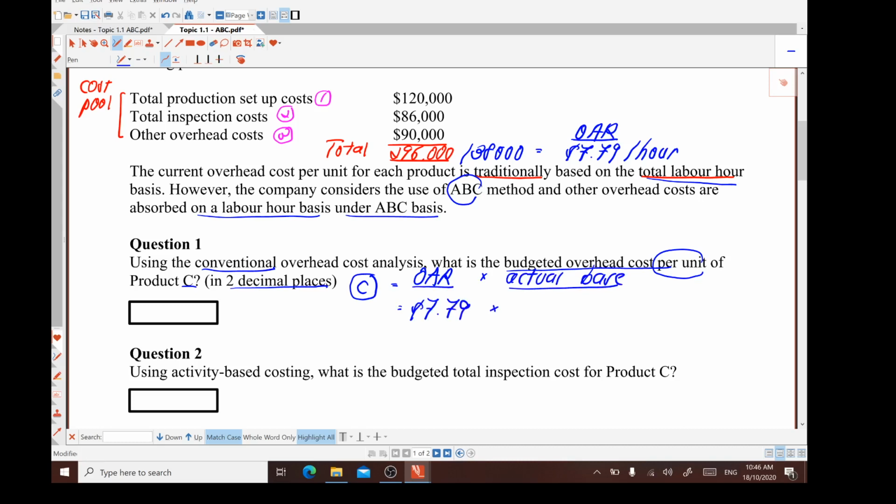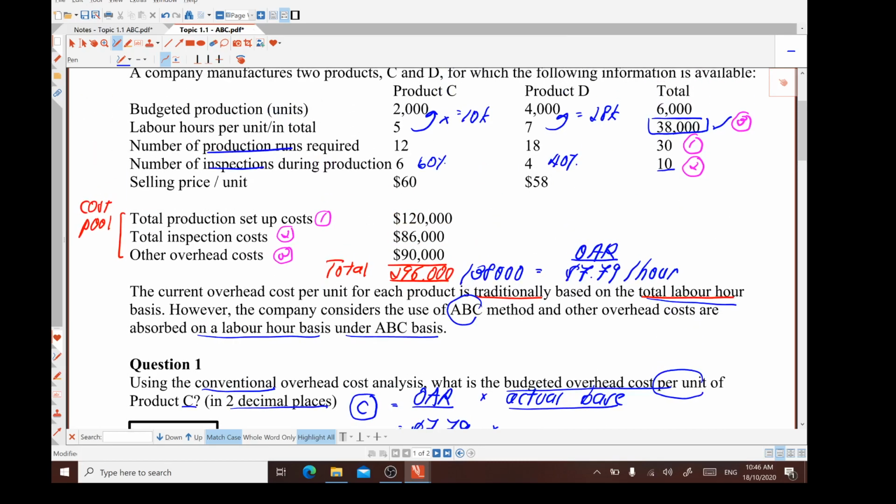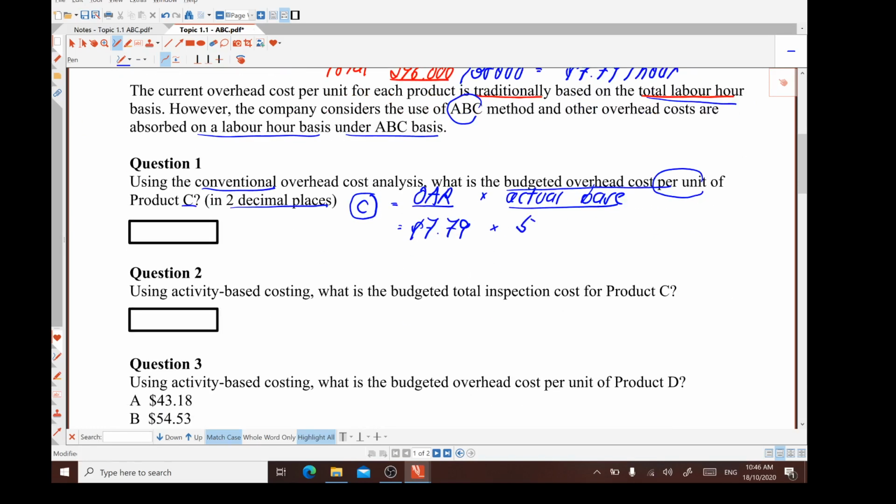7.79. You agree? That's per hour. So for product C, we're going to check. Now, what is the labor hour per unit? And that's going to be 5. Isn't that? So if that's the case, this is 5 hours per unit. We're taking these 7.79 with 5 and given rise to this answer. And that's like 38.95. You got that? Okay, that's great.